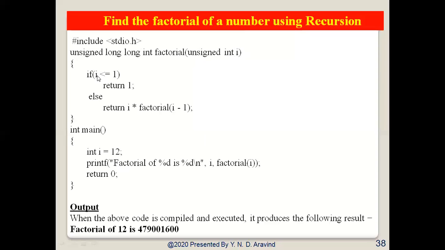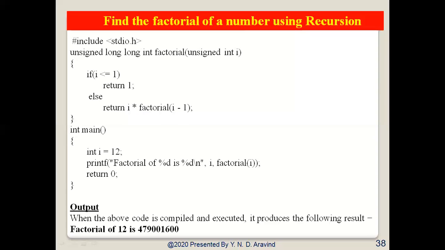Is 12 less than or equal to 1? No, false. So it will become 12 into factorial of 12 minus 1. Factorial of 12 minus 1 is 11. Again it will come. 11 is not less than 1, so here it will return i into factorial. What is the i value? 11. 11 into factorial of 11 minus 1.